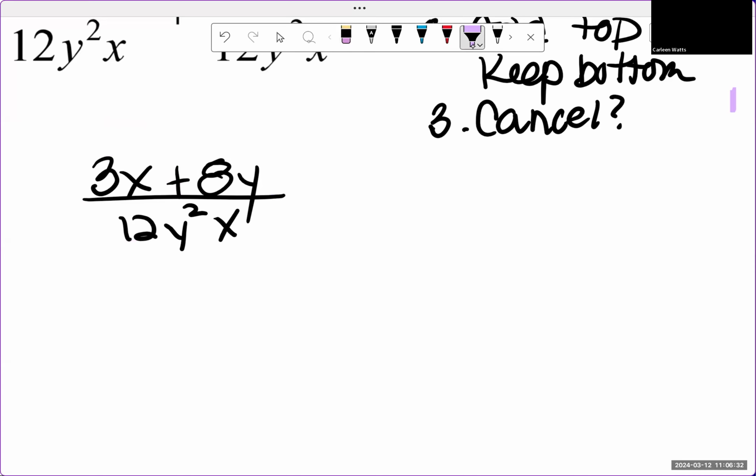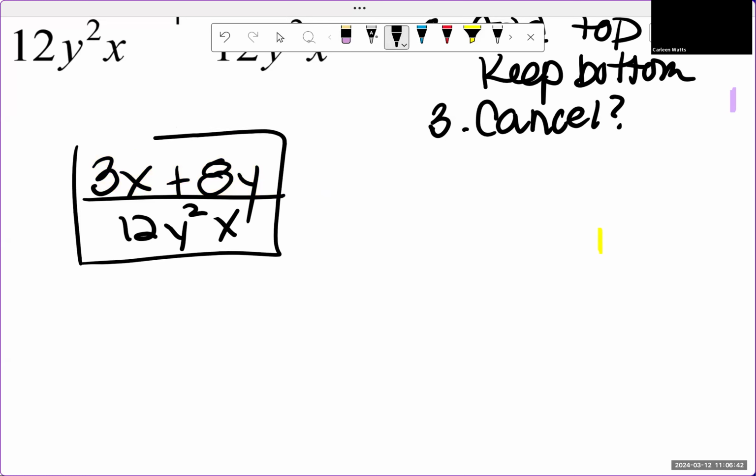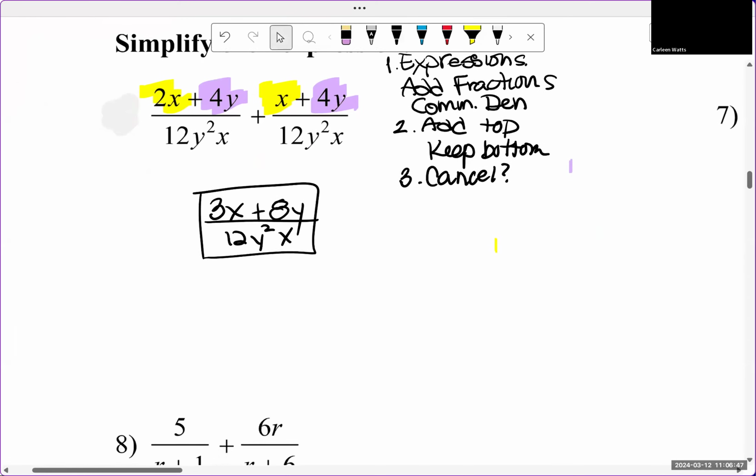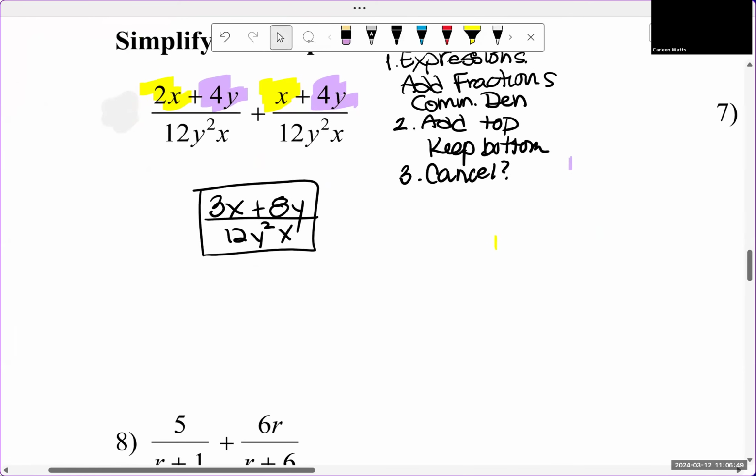Let's look at the top. Is there a GCF I could factor out of the top? No, there's nothing. Guess what, team? This is done. Okay, we liked it. There was no GCF at the top. And to start it off, we already had a common denominator. Yay.